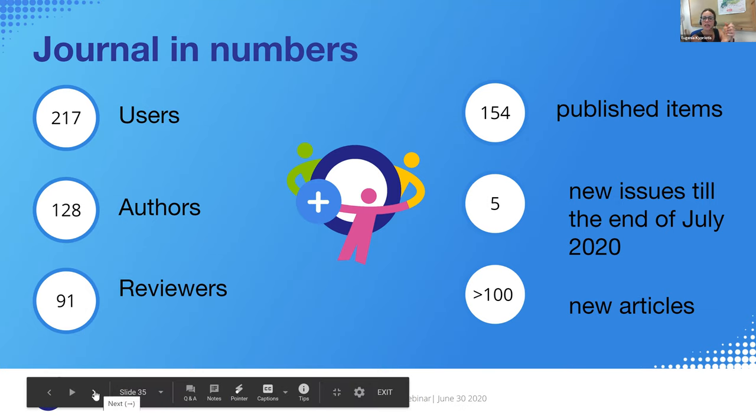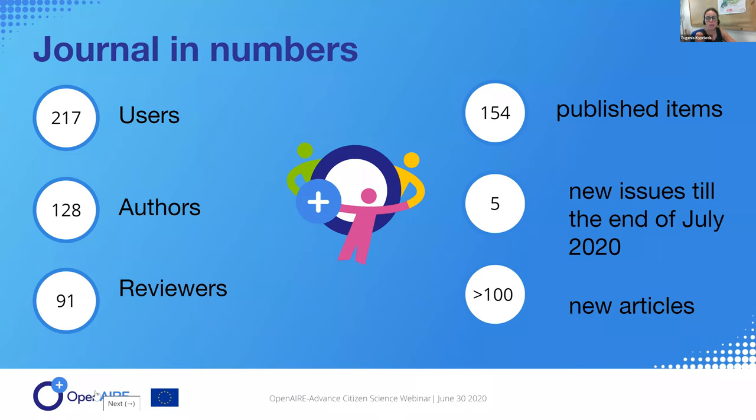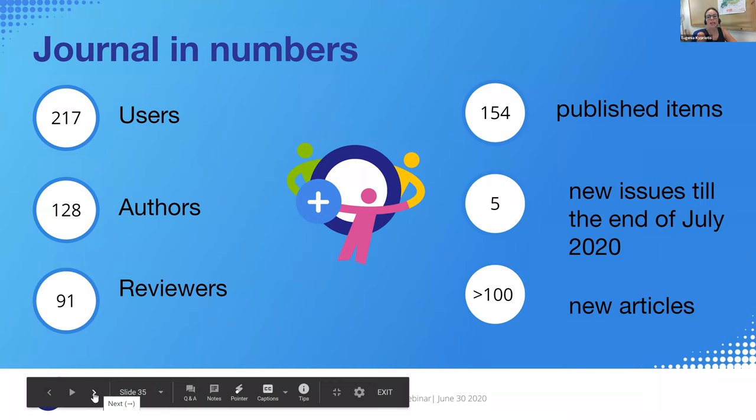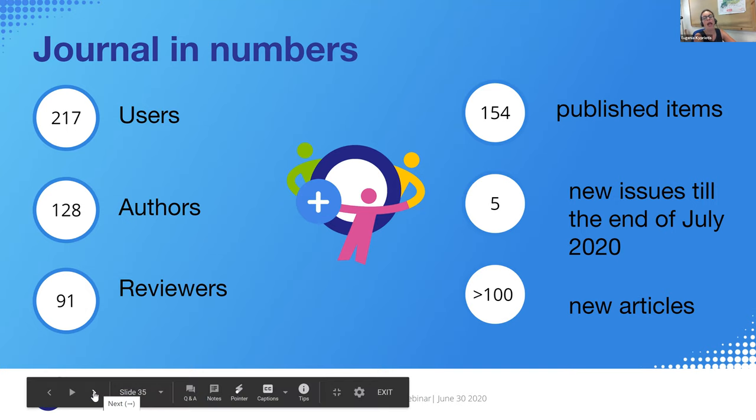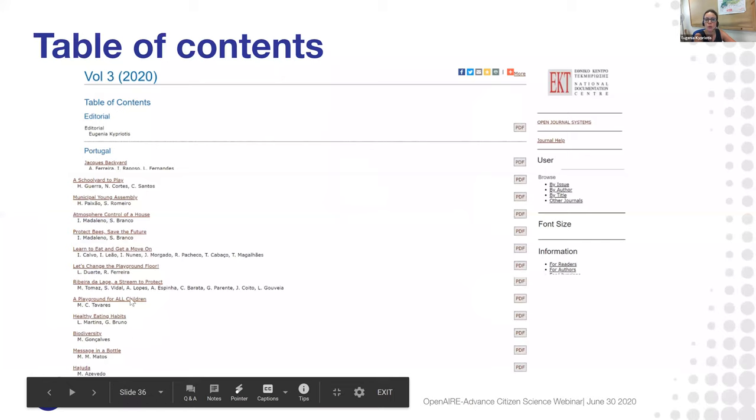Many teachers find it much easier to work with their students in the form of posters. So in these cases, they just provide a description and an abstract, and then you can see the poster. But already 5 more issues are planned to be published until the end of this July, with more than 100 new articles this time. So it has become quite popular.